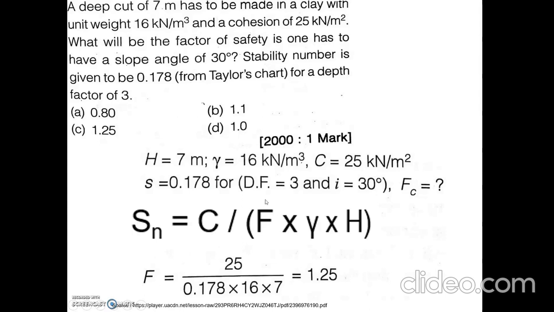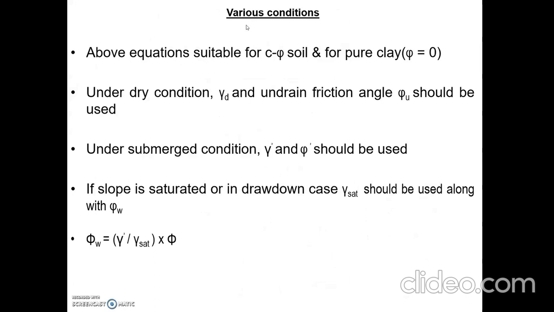So the equation to find factor of safety F is equal to C divided by Sn into gamma into H. The value of C is given as 25. Sn is 0.178. Gamma is 16 and H is 7. F will be equal to 1.25. These are the various conditions which we will have to know while analyzing the slope for various site conditions.